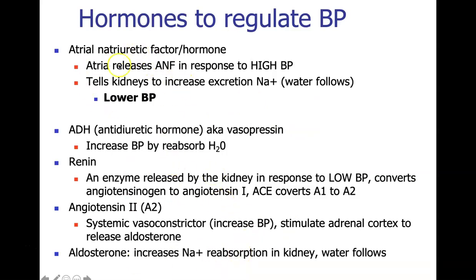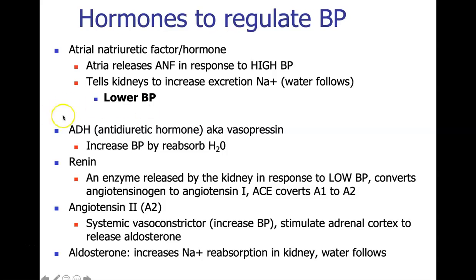The first one we're going to talk about is called atrial natriuretic factor or hormone, abbreviated as ANF or ANH. The atria of the heart release this hormone in response to high blood pressure. So if blood pressure goes up, the heart releases ANF. This tells kidneys to increase excretion of sodium, so you're putting more sodium into your urine. Water then follows the sodium in your urine. You pee out more water, and that's going to lower your blood pressure.